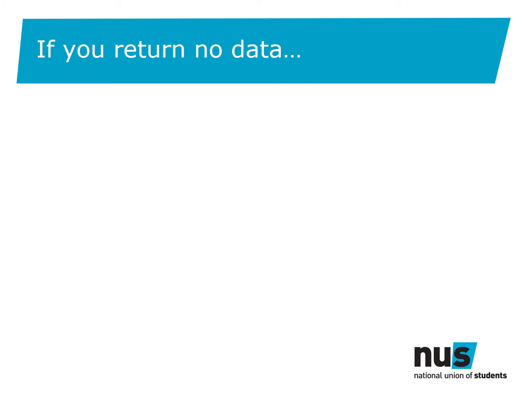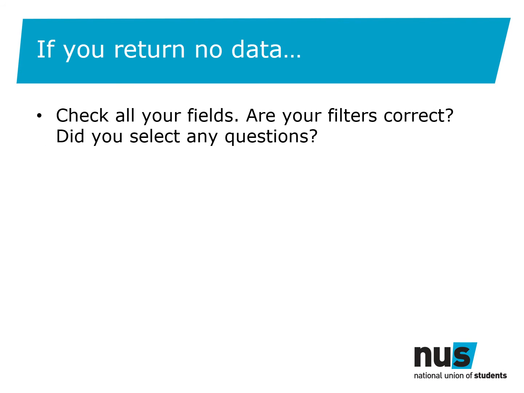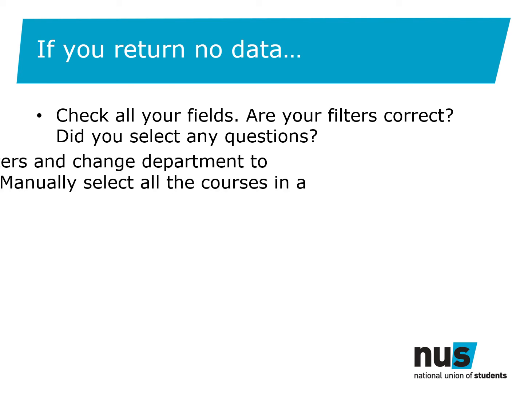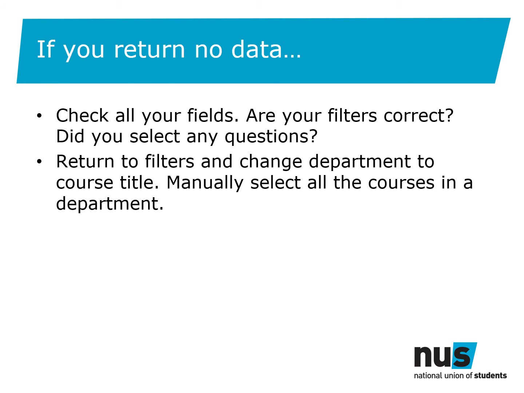If you return no data, there's several reasons why this might be the case. First of all, check your fields. The most common reason to return no data is that your filters have excluded everything. Check that you've selected everything correctly at each stage. If everything's correct, it might be that your department codes don't work. There is a workaround. If you change your department filter to course title, you can manually select all the course titles that fall into the department you're interested in.